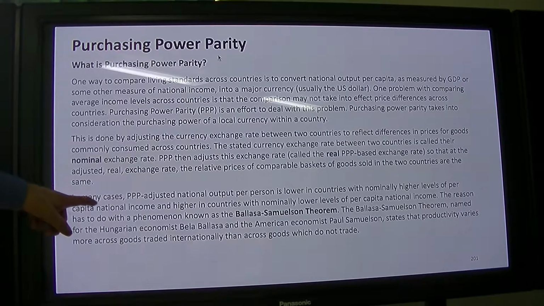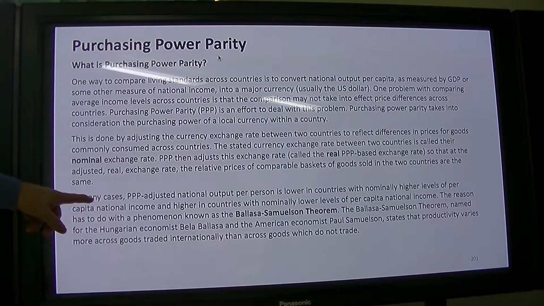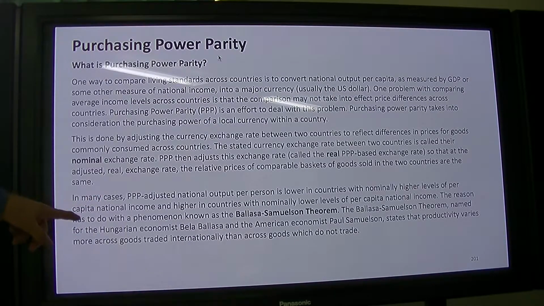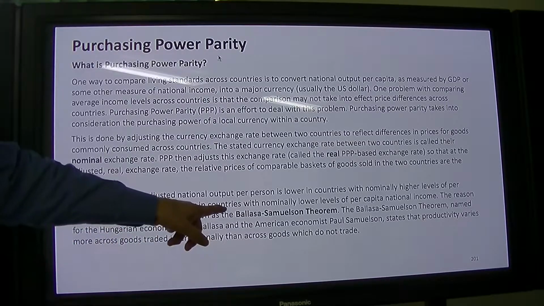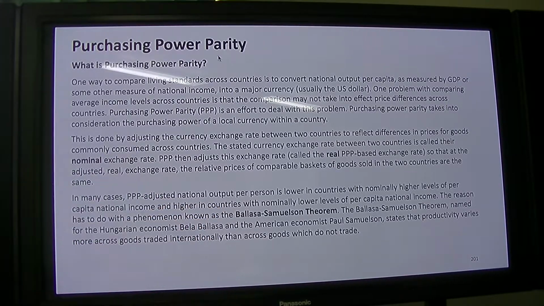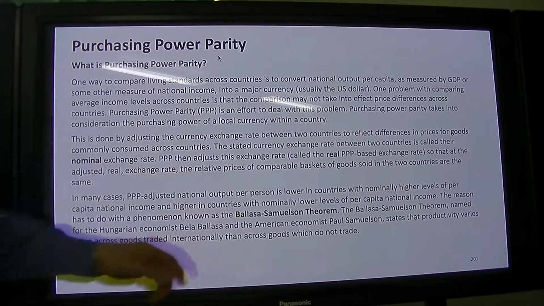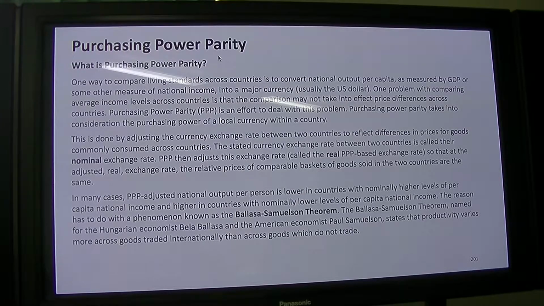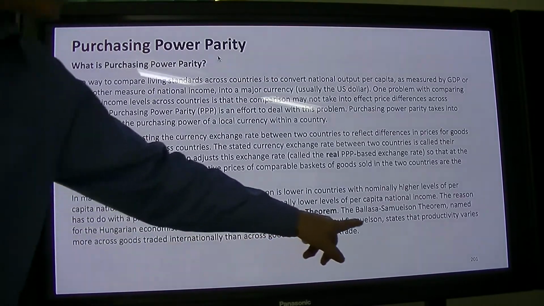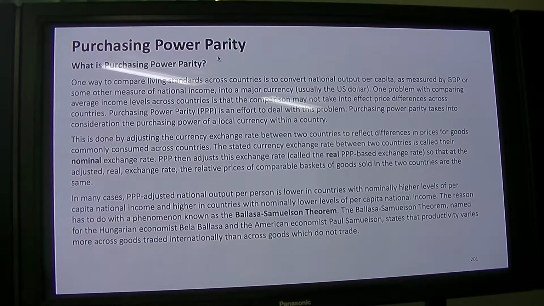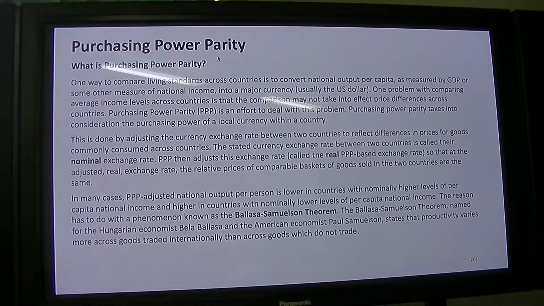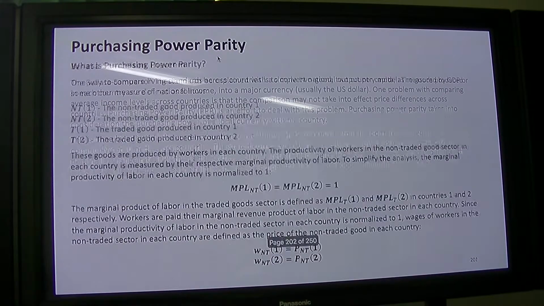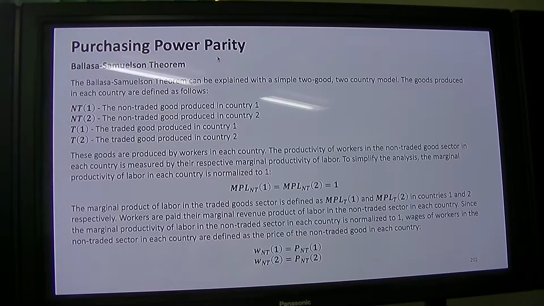As it states here, PPP adjusted national output per person is lower in countries with nominally higher levels of per capita income and higher in countries with nominally lower levels of per capita national income. It has to do with something called the Balassa-Samuelson theory, named for a Hungarian economist, Balassa, and American economist Paul Samuelson: productivity varies more across goods traded internationally than across goods that do not trade. You don't need to worry about that unless you're particularly interested. We can go over it so that you can understand it.